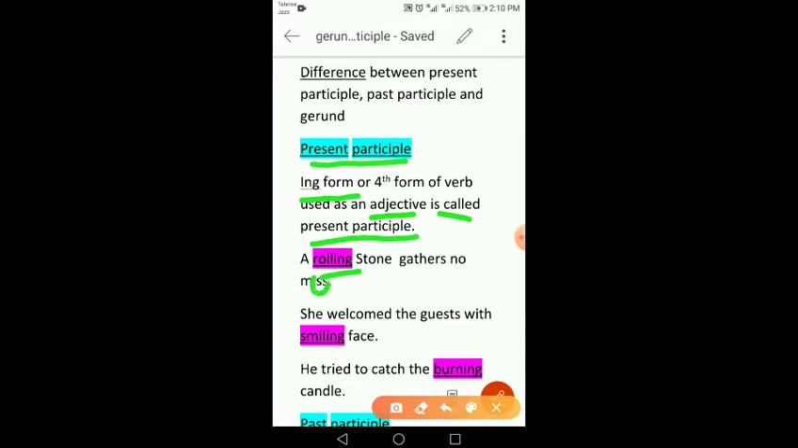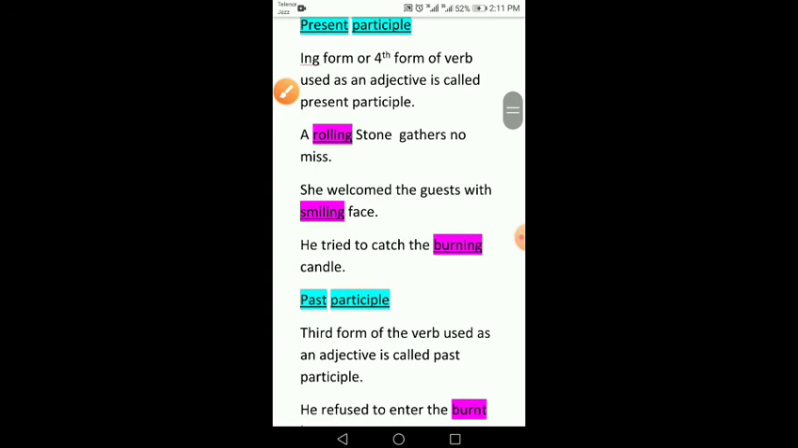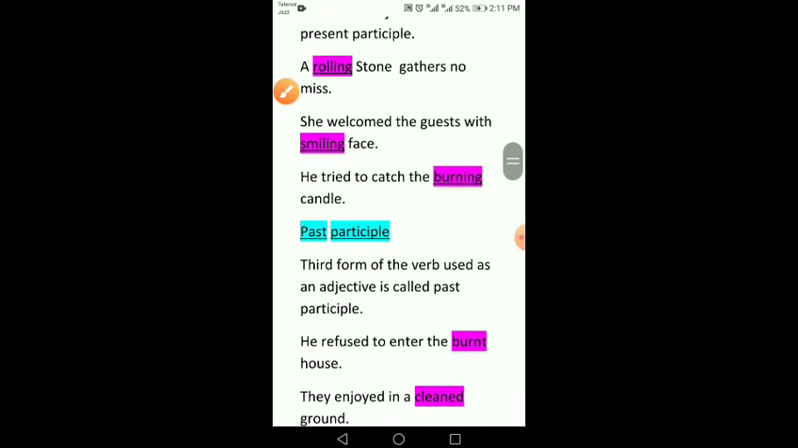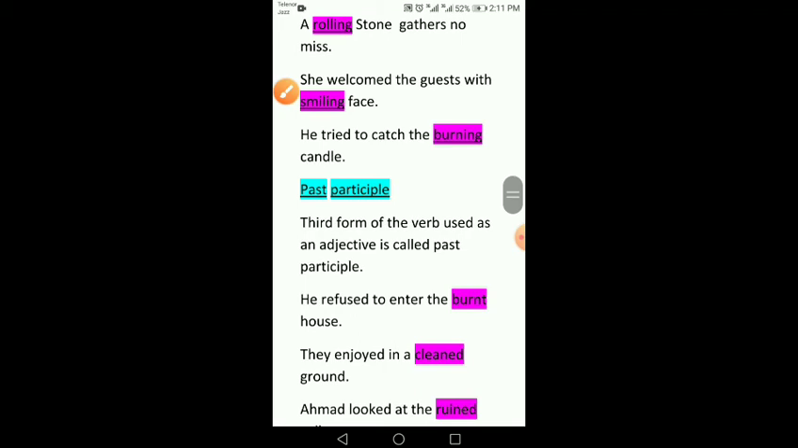Examples: A rolling stone gathers no moss. Here rolling is colored and rolling is used as present participle as it is defining stone. So rolling is working as adjective, so it is present participle. It's fourth form of roll.